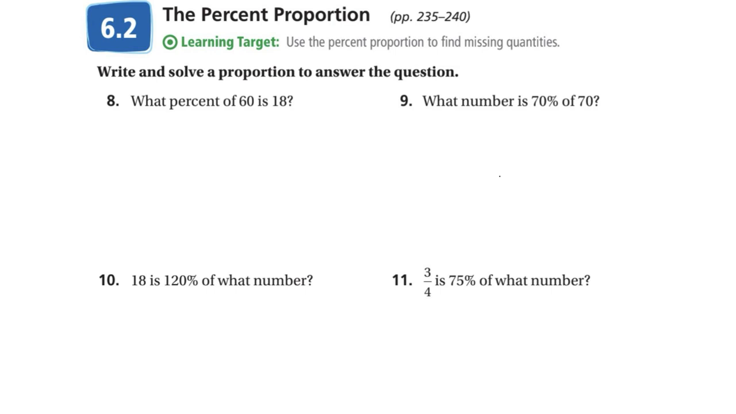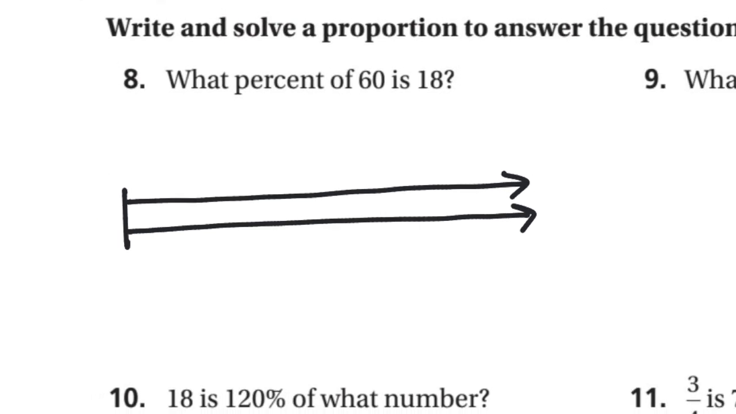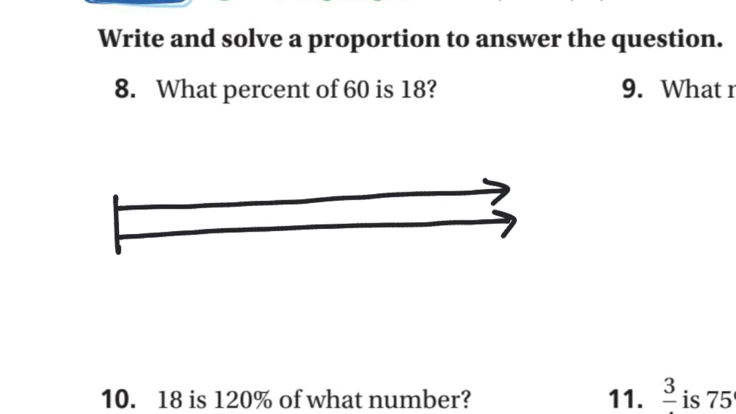Let's start with a double number line diagram. These always start the same, with two parallel lines with an arrow on one end saying it can go past 100%. I put the percents on top, the numbers on the bottom. 0% of any number is always 0. And we're looking for what percent of 60 is 18.